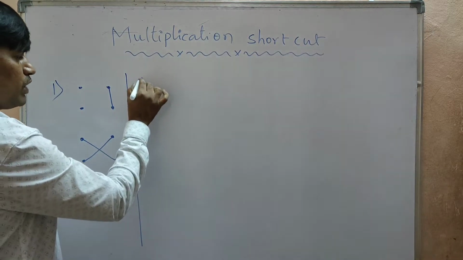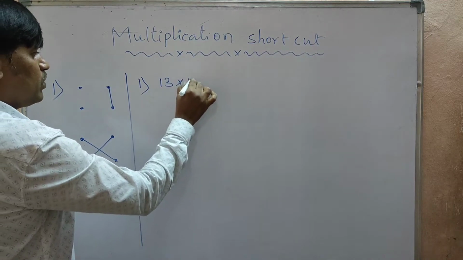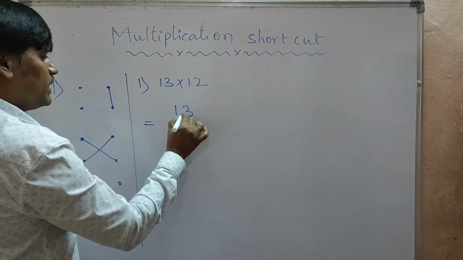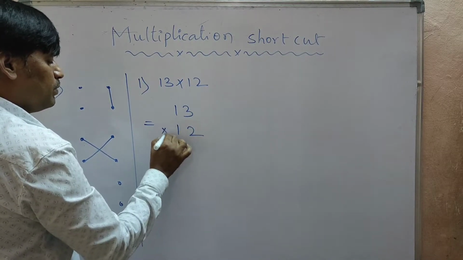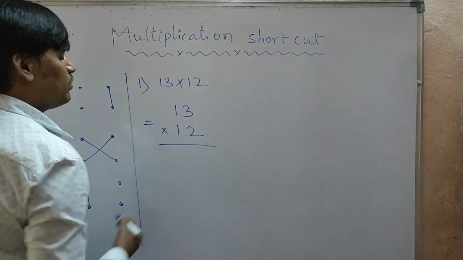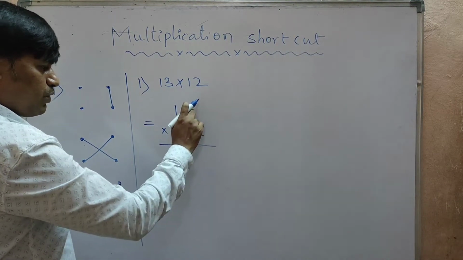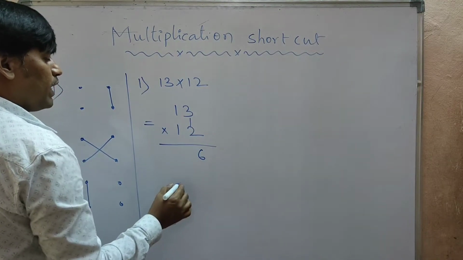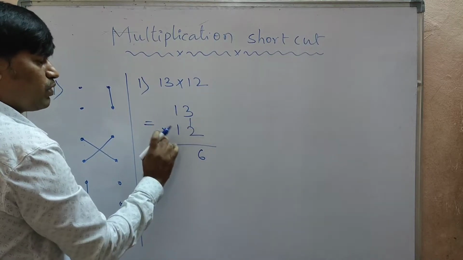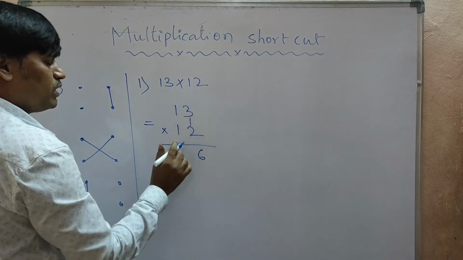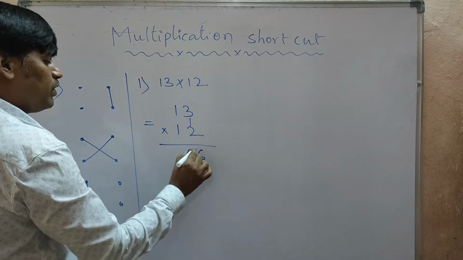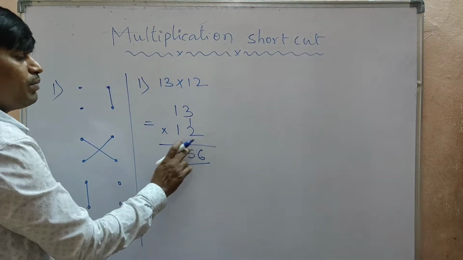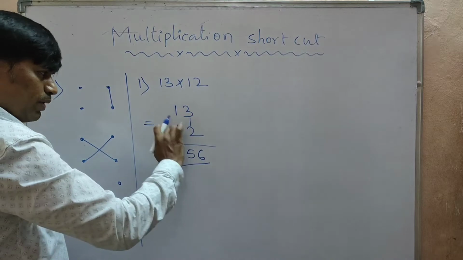You can observe here. The first one is 13 into 12, equal to how much? I am taking 13, next I am taking 12, and between the two numbers I am taking multiplication. This one into this one gives 3 times 2, that is 6. Next, this one into this one is 2, and this one into this one is 3. 2 plus 3 is 5. Next, this one into this one is 1 only. Adding 2 ones and 3, 1 plus 2 is 3.